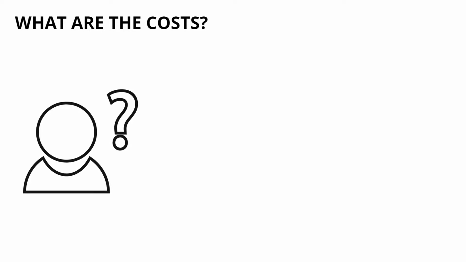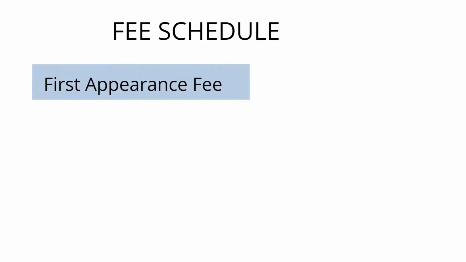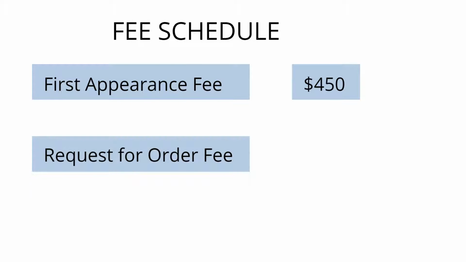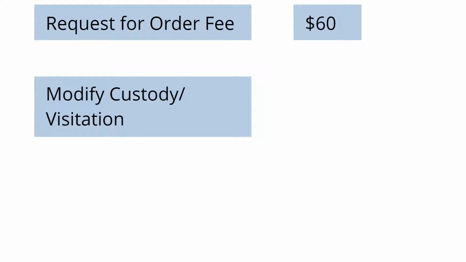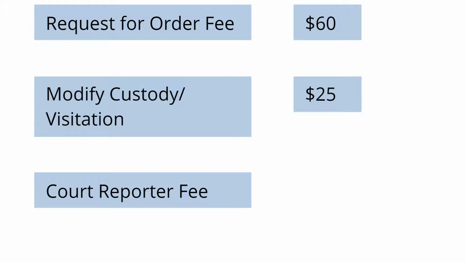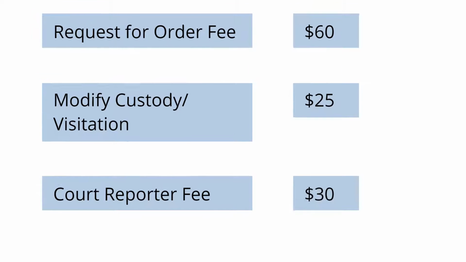What are the costs? If you haven't already opened a case or previously filed a response or answer, the first appearance fee is $450. The request for order fee is $60. The additional fee if you are modifying custody and/or visitation is $25, and the court reporter fee is $30.